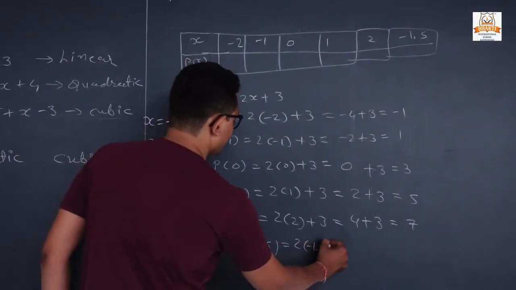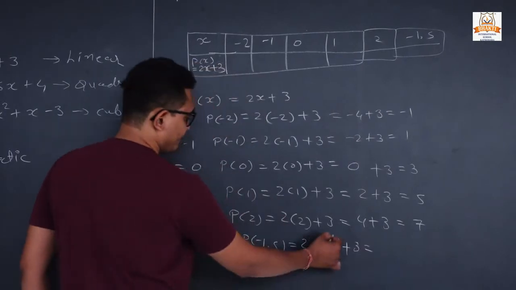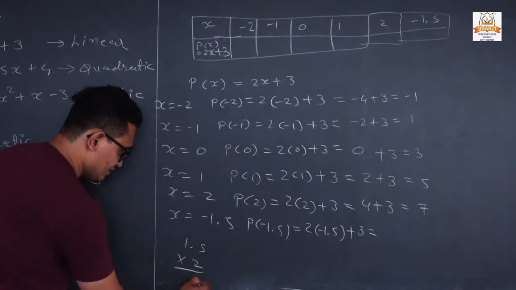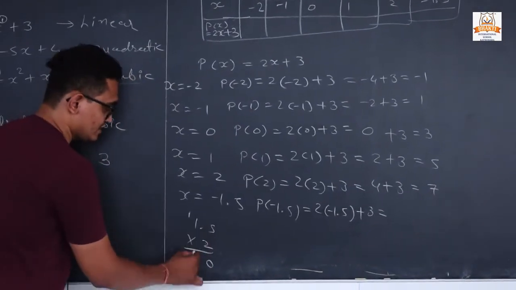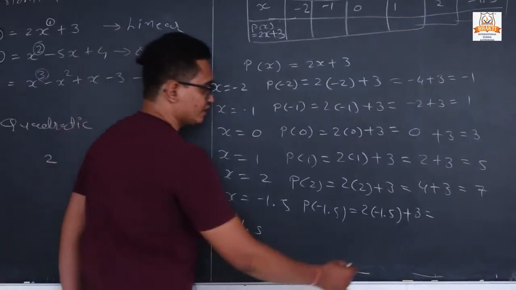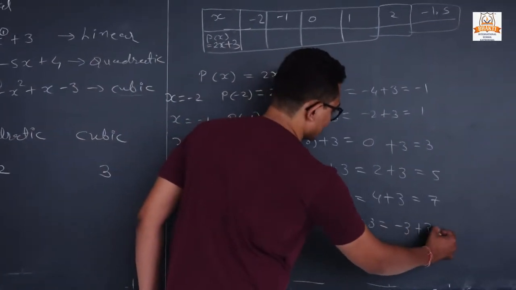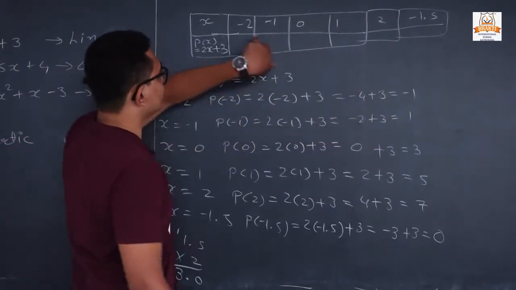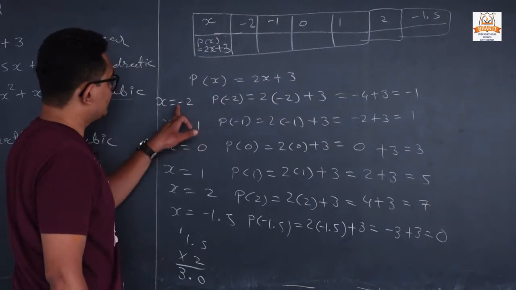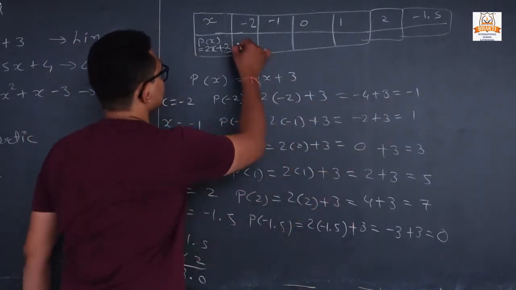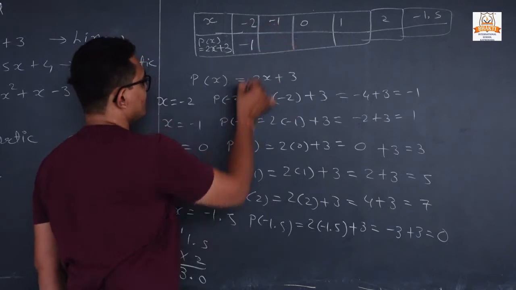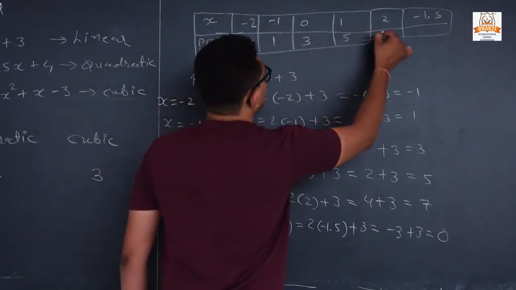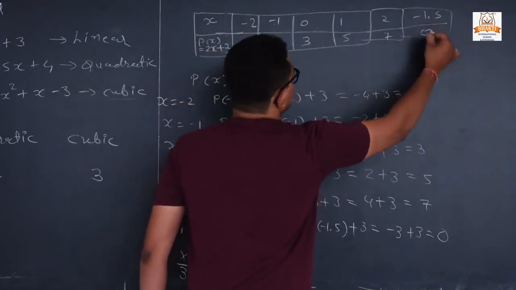And last, minus 1.5. So 2 in bracket minus 1.5 plus 3. 1.5 multiplied with 2 gives 3, so minus 3 plus 3. So the answer will be 0. Now we will put all those values in our chart. If we put x is equal to minus 2, the answer is minus 1. If we put x is equal to minus 1, the answer is plus 1. Then similarly 3, 5, 7 and 0.